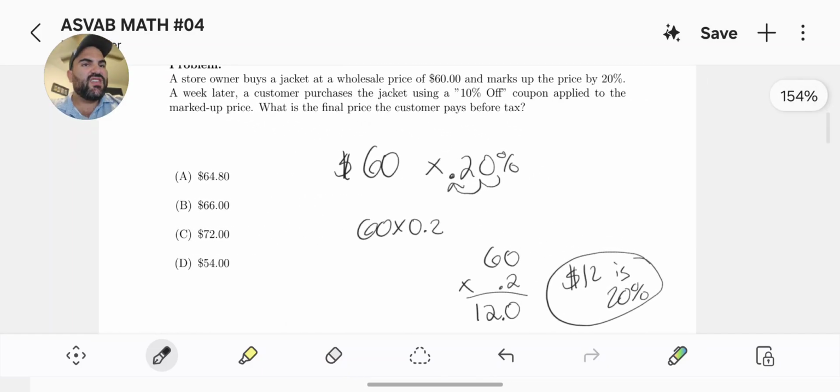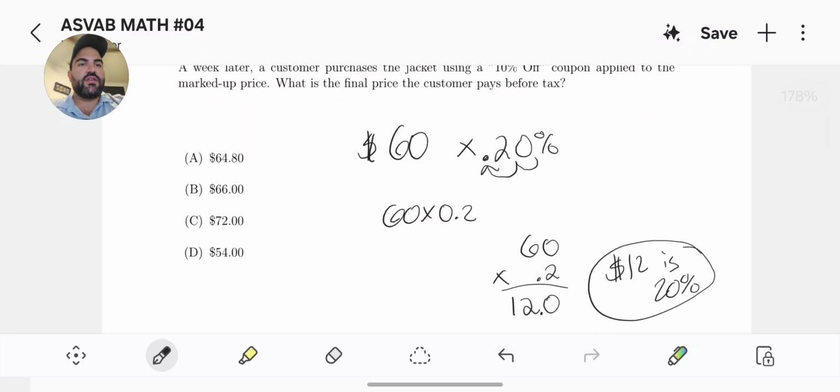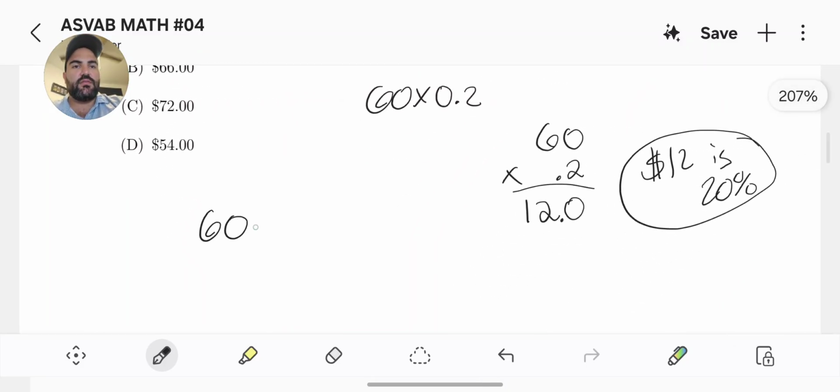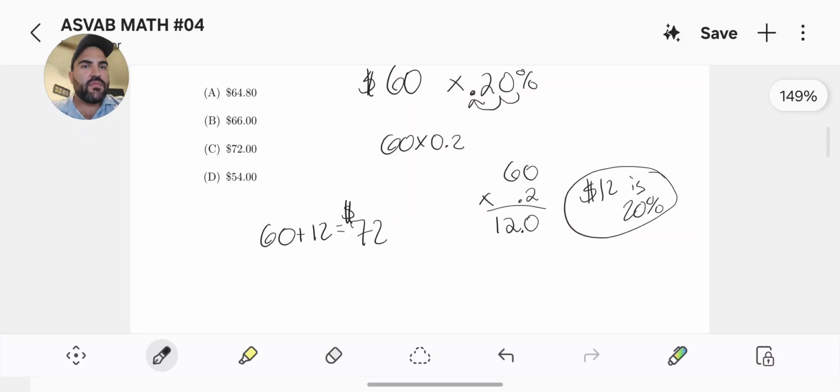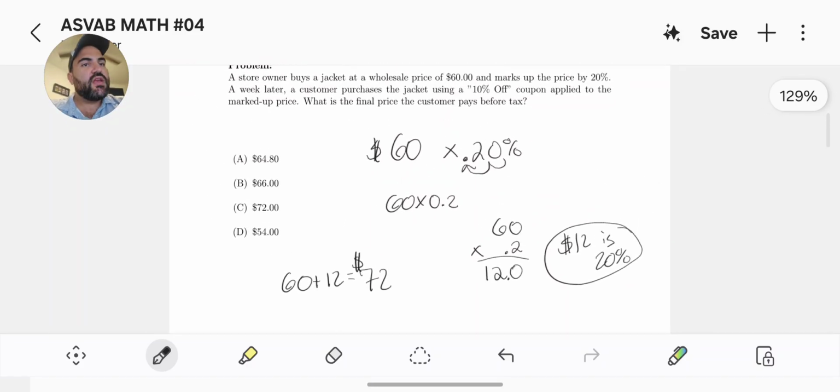All right? So they're saying the price goes up by 20%. So if we know $12 is 20%, we can add that onto our original. Because remember, markup means it raises the money. So we got 60 plus 12. You can do that in your head, or you can write it on top of each other, but that's $72. Okay? So that was the 20% increase.